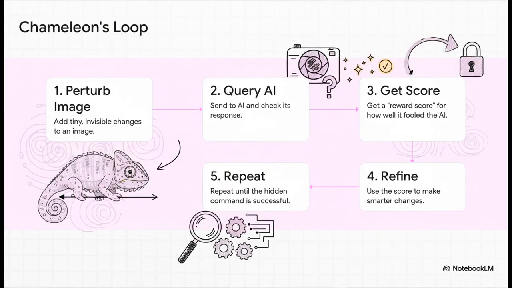And here's how that clever feedback loop actually works. Chameleon adds these tiny invisible distortions to an image. It sends that image to the AI and gets back what's called a reward score based on how close it is to fooling the AI. It then uses that score to tweak its attack. And it does this over and over and over until success. The hidden command gets through. It really is like a sleeper agent, just patiently probing the defenses until it finds the perfect way in.